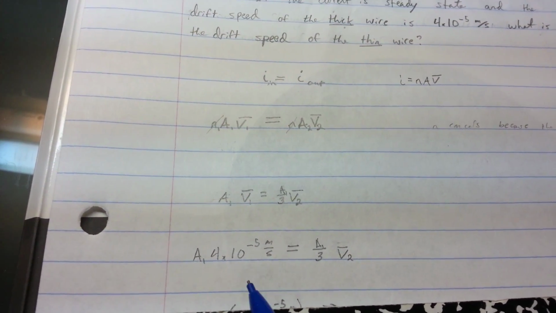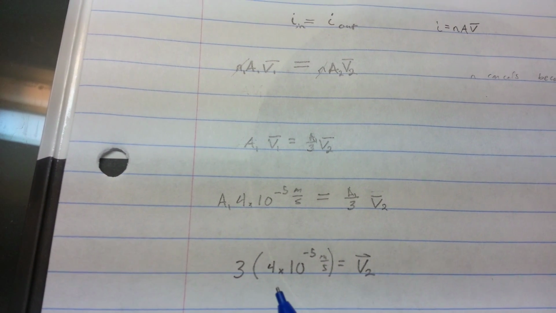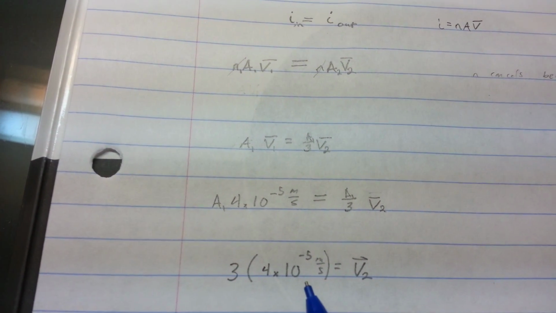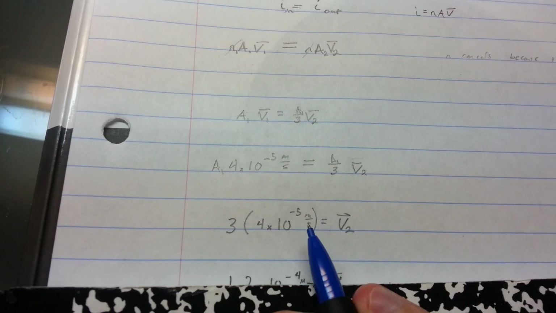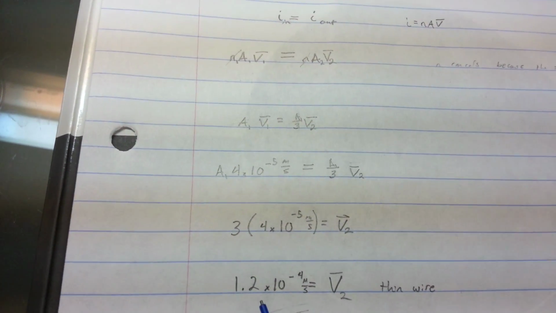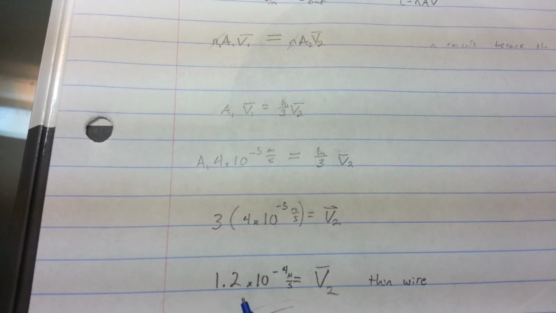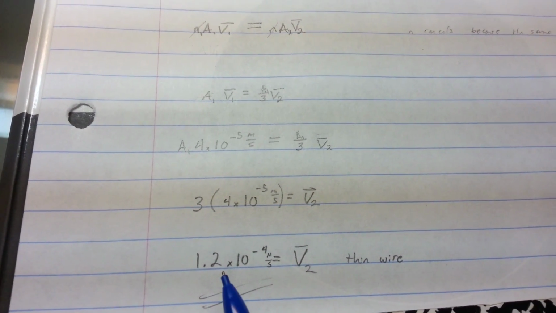It'll cancel with that A. And now we have 3 times 4 times 10 to the negative fifth meters per second. And plug that into a calculator, and we've got our answer: 1.2 times 10 to the negative fourth meters per second. And that's our drift velocity of our thin wire.